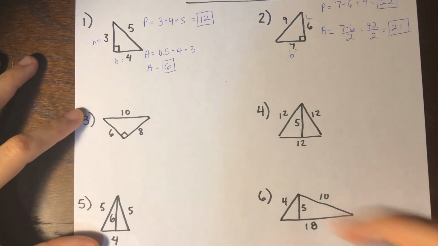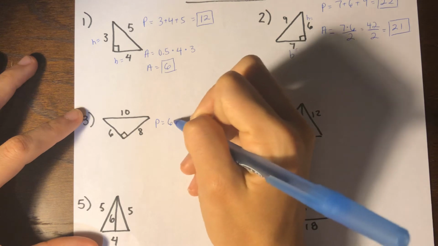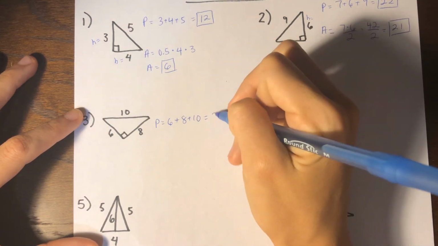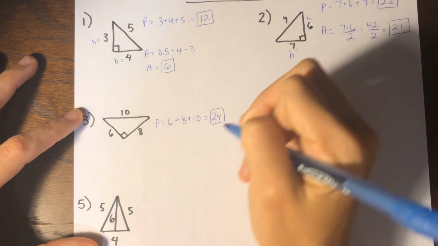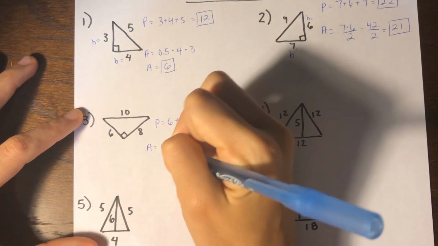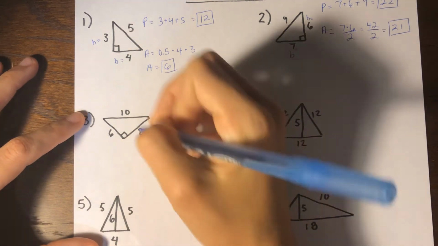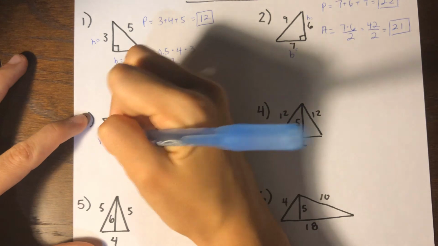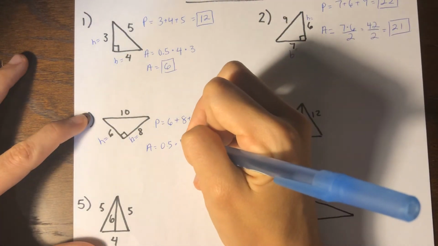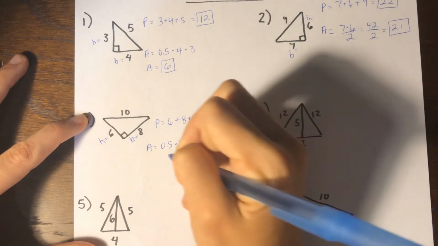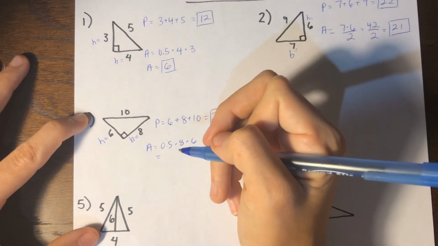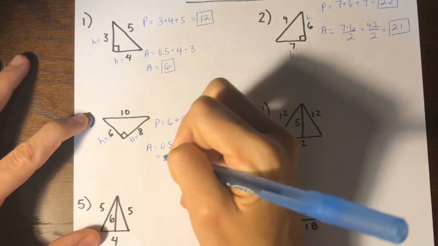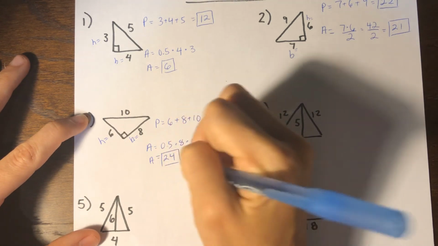For the next one, I have my perimeter. I'm just adding all sides, so 6 plus 8 plus 10. When I add all those up, I get 24. My area, 0.5 times my base, which is 8. My height is 6. So we have 8 times 6. I plug that into the calculator, 0.5 times 8 times 6, and I get 24. So the area is 24 on that one.